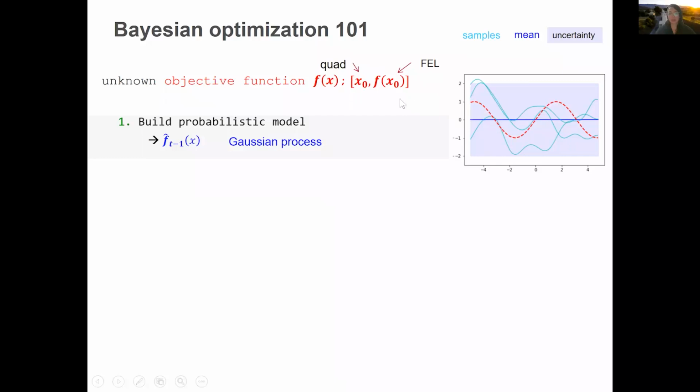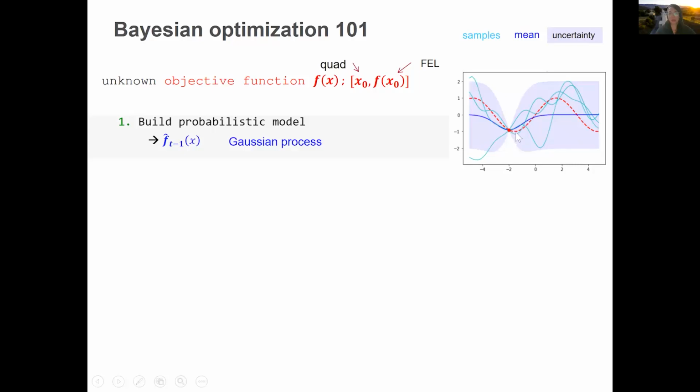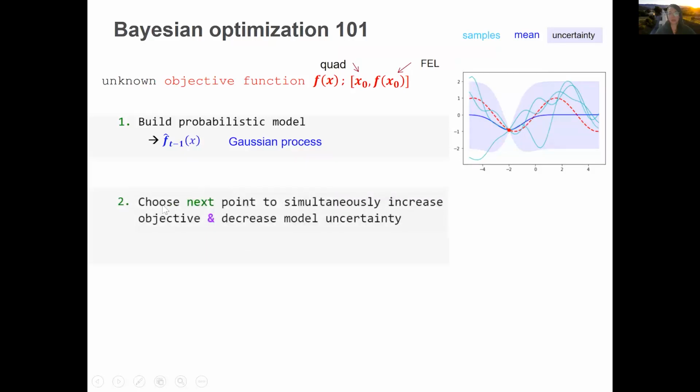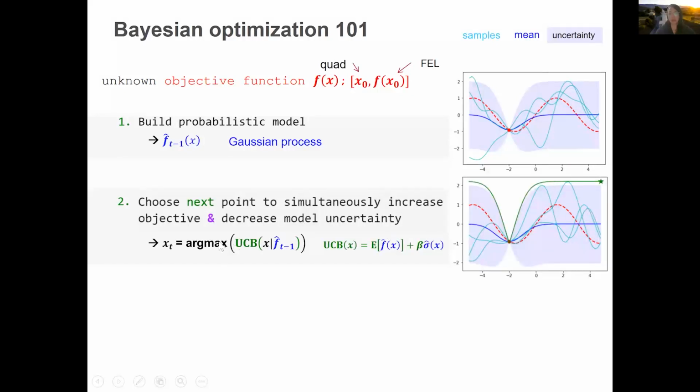Then we measure one point on the machine, which includes quadrupole and FEL energy, for example. Here it is. I measured it, and then I update my model. Then I choose the next point to sample to simultaneously increase the objective and decrease the model uncertainty. This is the acquisition function we chose to use, the upper confidence bound, which basically just takes the mean and some beta of the uncertainty. Maximizing this acquisition function suggests which point needs to be measured next.